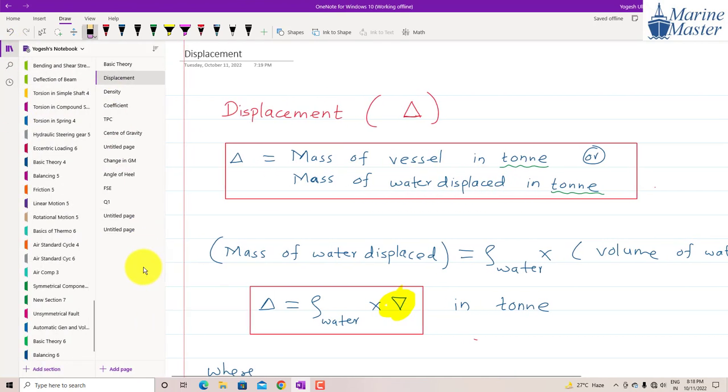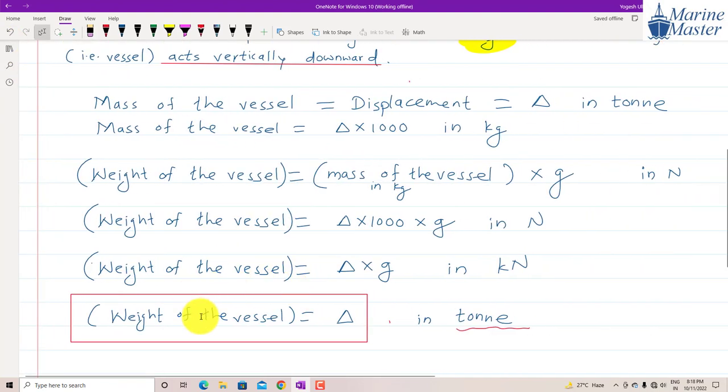And what is the third meaning of delta, guys? The third meaning of delta is weight of the vessel. And what is meant by weight? Gravitational force. So whenever we want to denote gravitational force, we would write delta into 1000 multiplied by g, and then we will get the weight in Newton.